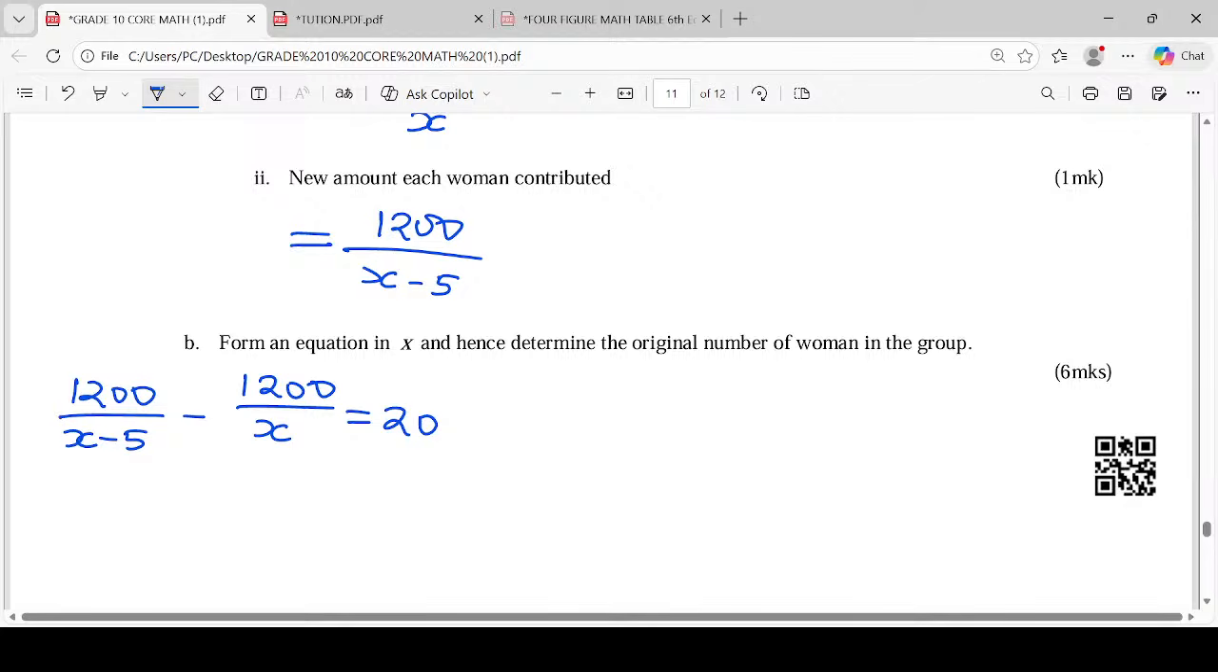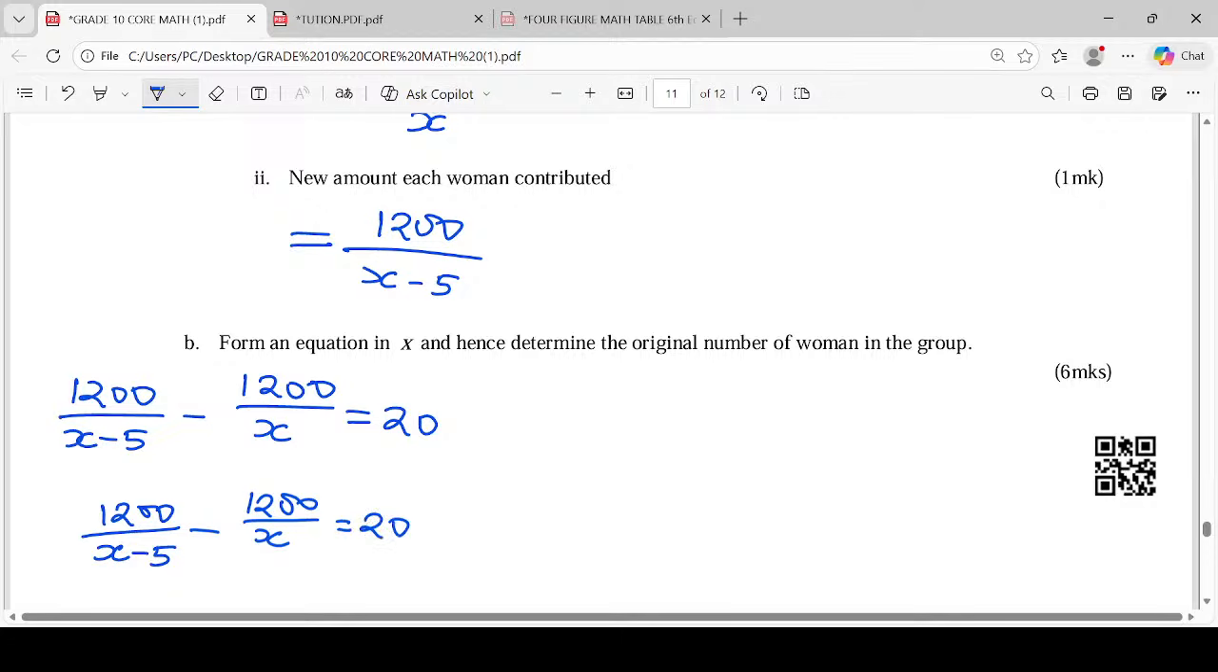Hence, determine the original number of women in that group. To determine the original number of women, we are going to solve this equation to get the value of X. Remember, X represented the original number of women. So in other words, the question is, using this equation you formed, find the value of X. So to find the value of X, we have the equation, that is 1,200 over X minus 5 minus 1,200 over X being equal to 20.